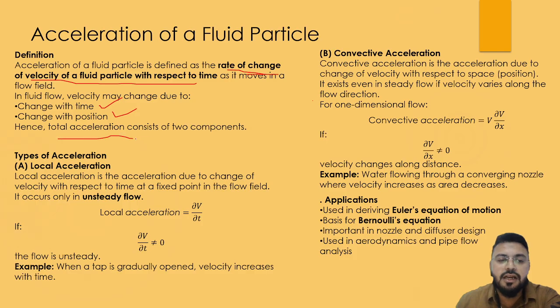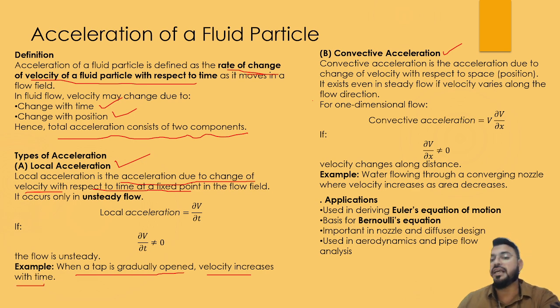Hence, total acceleration consists of two components. Number one, local acceleration, and another is convective acceleration. Local acceleration is the acceleration due to change of velocity with respect to time at a fixed point. del v by del t, the local acceleration, does not equal 0 if the flow is unsteady. Example, when a tap is gradually opened, velocity increases with time. This is local acceleration.